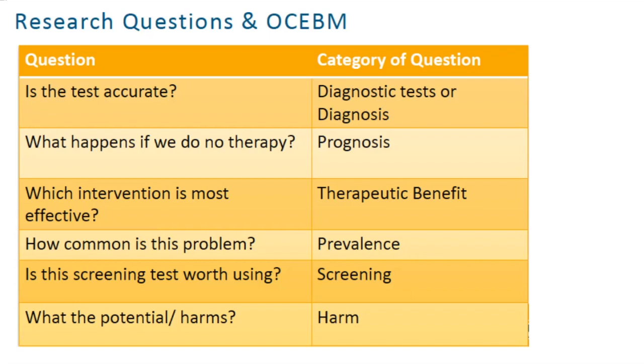Okay, how common is the problem? That's going to be more of a prevalence study. And sometimes they use a lot of surveys for things like that, or retrospective chart analyses, et cetera. Is this screening test worth using? That's another one similar to the diagnostic test, trying to see if a screening or diagnostic test is accurate. Usually they measure that against the gold standard test. And what are the potential harms? That's a category of harm study. Again, we're going to focus mostly today on the intervention type of studies.